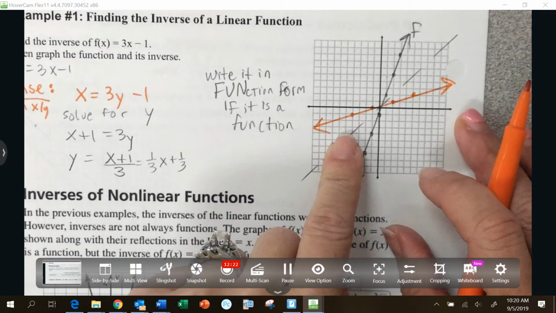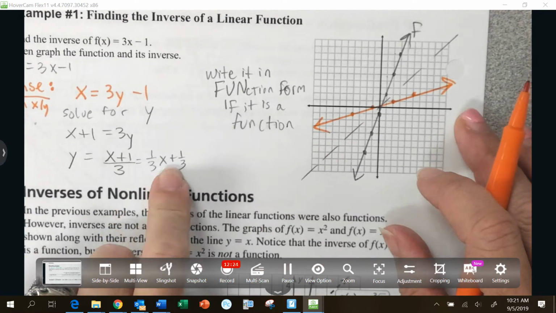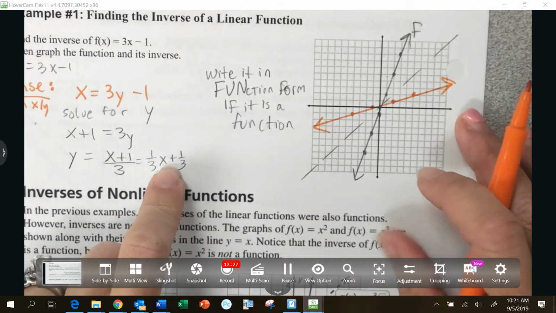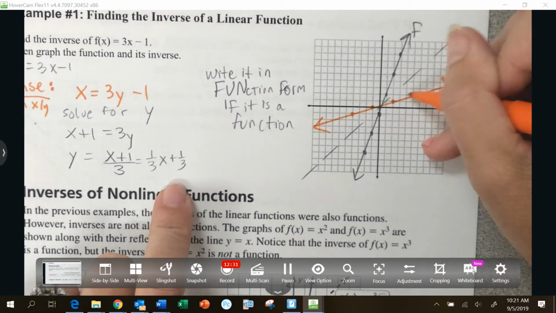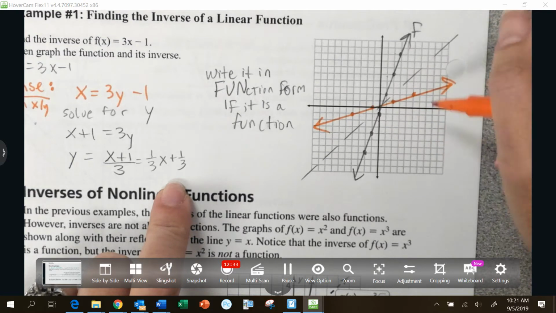Another way of graphing would be to use our slope and our y-intercept. So we begin at negative 1/3 and then go up 1 over 3, up 1 over 3. It's just not going to be a very pretty graph to try to figure out.